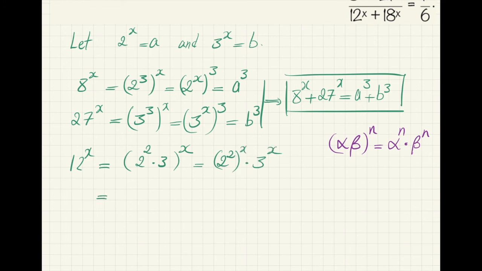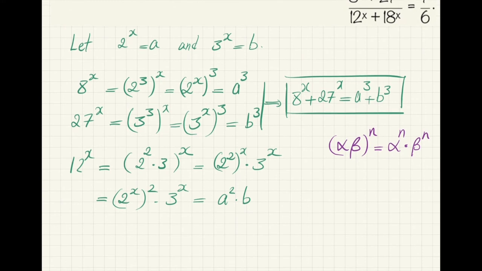But again, I can use the same trick. I can interchange these two exponents. So it becomes 2 to the x to the 2 times 3 to the x. But look, 2 to the power of x is just a, 3 to the power of x is just b. So I can write a to the 2 times b.